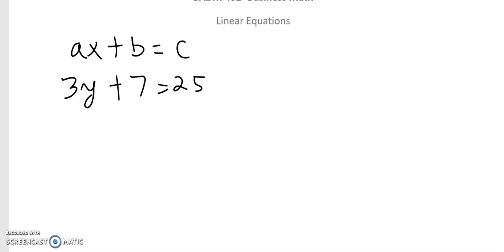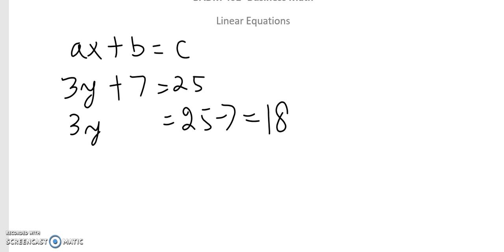Another way of doing that will be ax plus b is equal to c. In this case, let's say 3y plus 7 is equal to 25. So what is y? 3y is equal to 25 minus 7. When I bring this plus to the other side, that becomes minus. That's why it becomes 18. Now for y, like we did before, 3 will go to the bottom. So 18 by 3 goes to 6. That's another way of doing it.